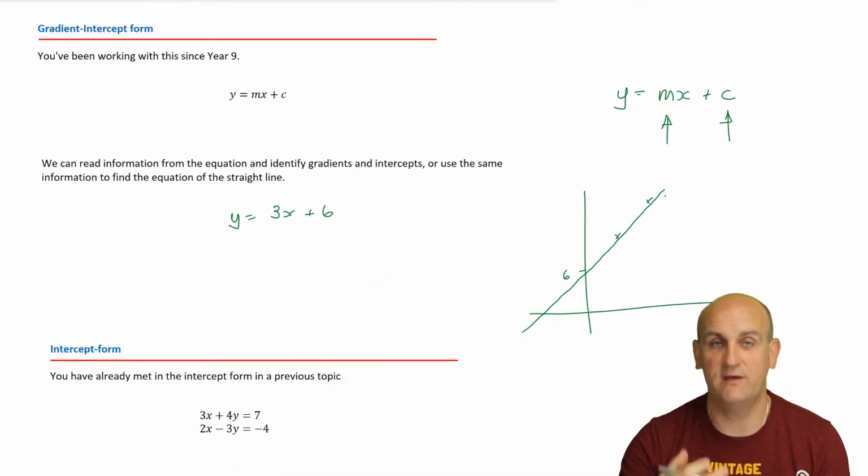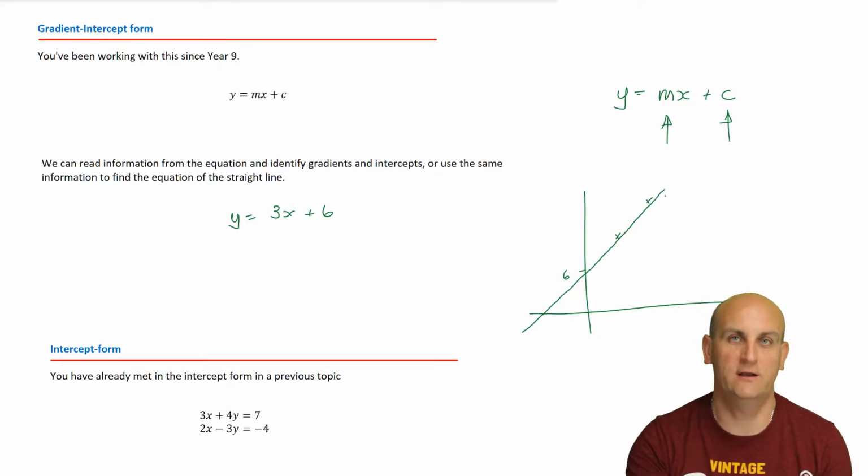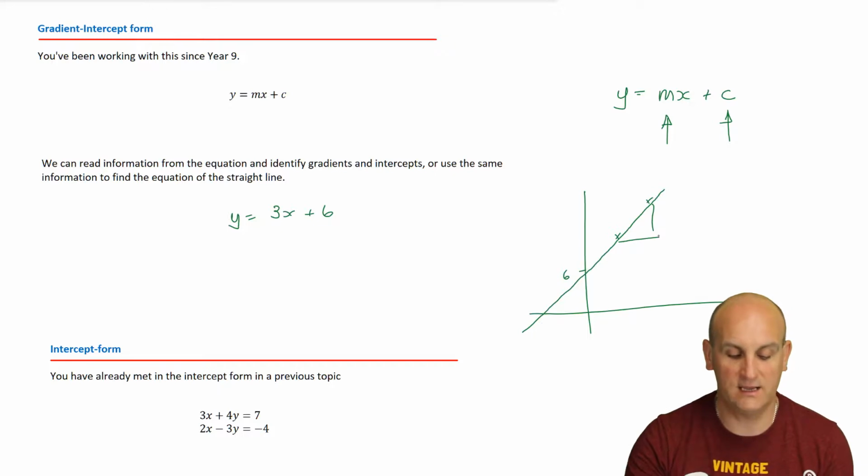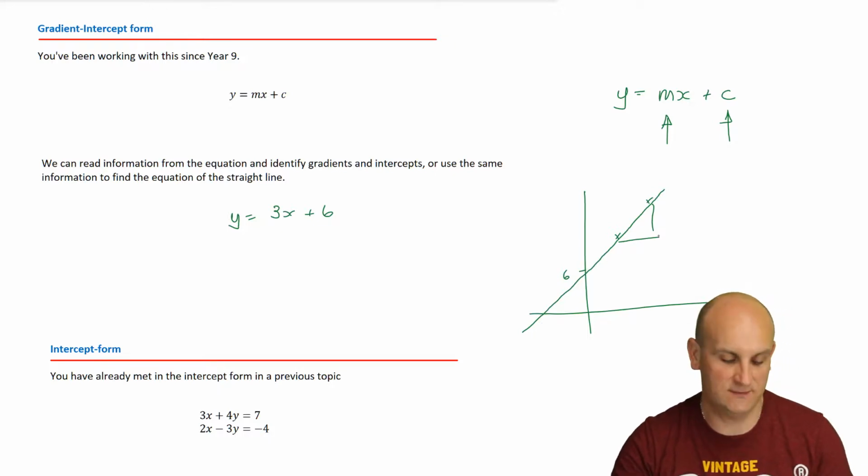Likewise, if I have a graph and it shows me the intercept, and I can work out my gradient by doing rise over run, then I can express that line in y equals mx plus c form.